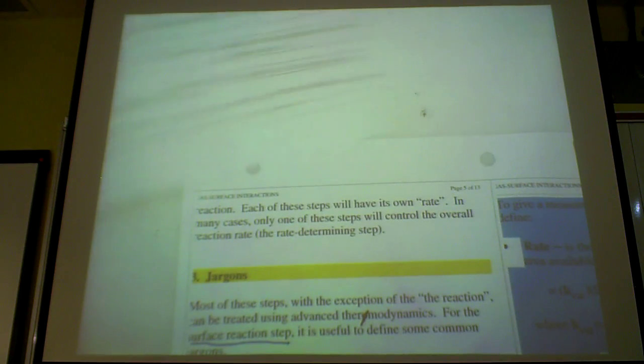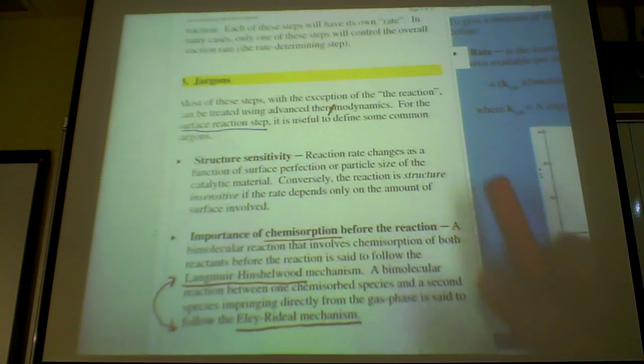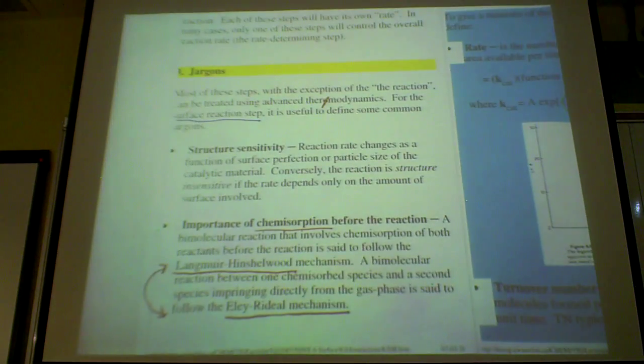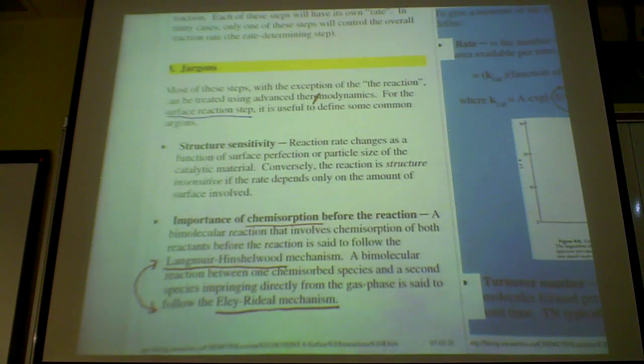Okay, and then a little bit of jargon when you talk about these reactions. A few things you can treat all of these in thermodynamics. We don't want to go into this. We just want to focus on the surface reaction step.